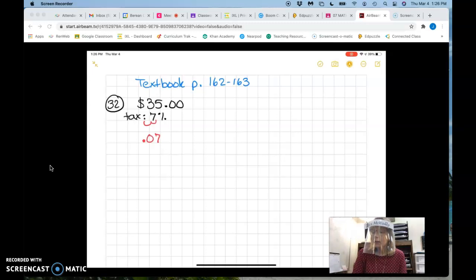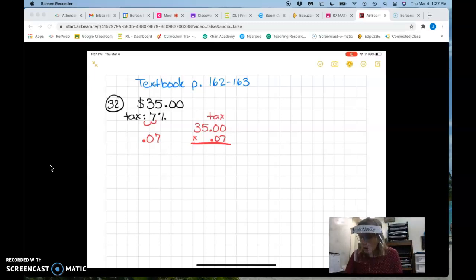Okay? If they're just asking me what is the tax on this item, I'm going to multiply just the 0.07 by the $35. And this will give me just the tax. But if they're saying, what will the total price of the backpack be with the tax, that's when I'm going to put what in front? 07. What did I tell you to put in front of the 07?